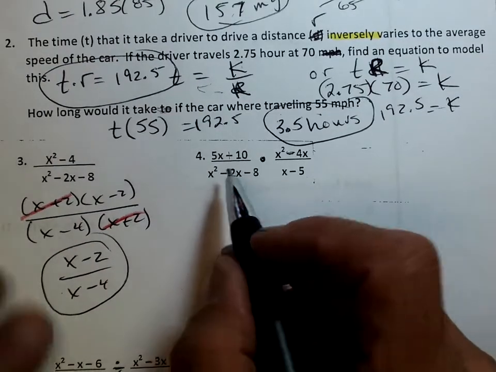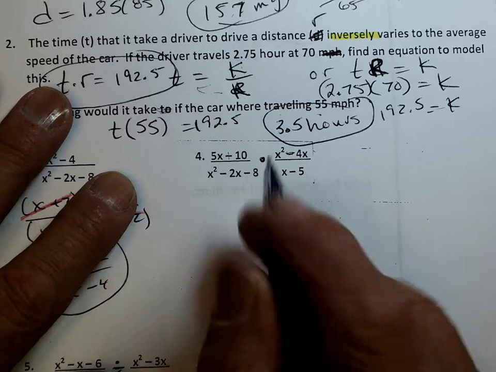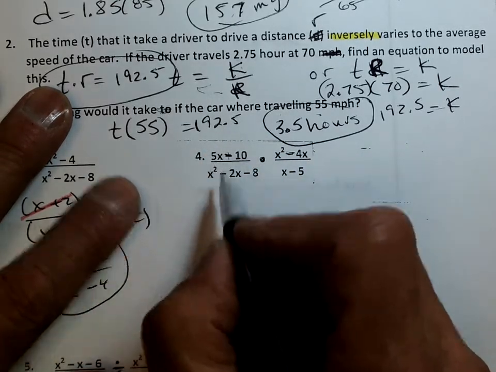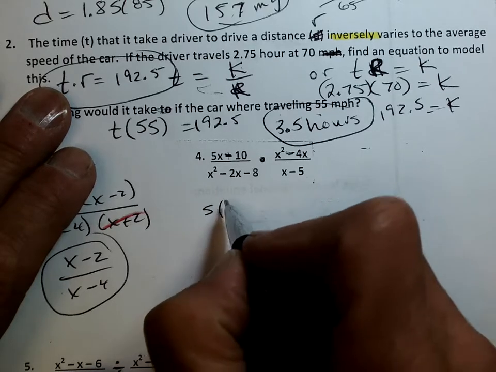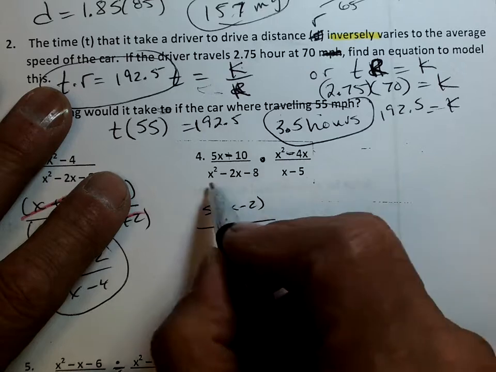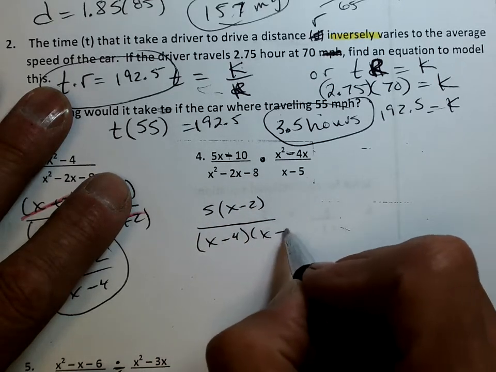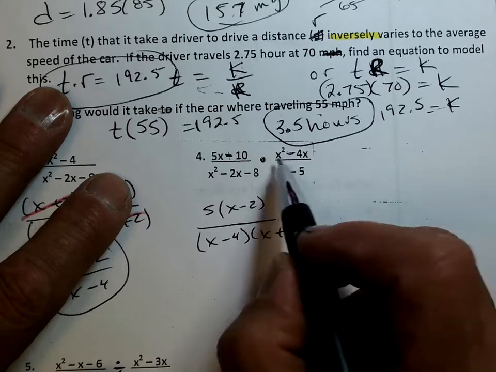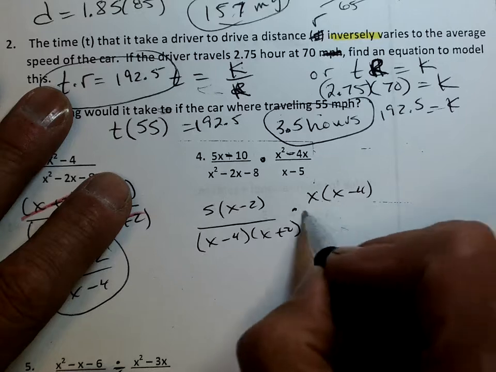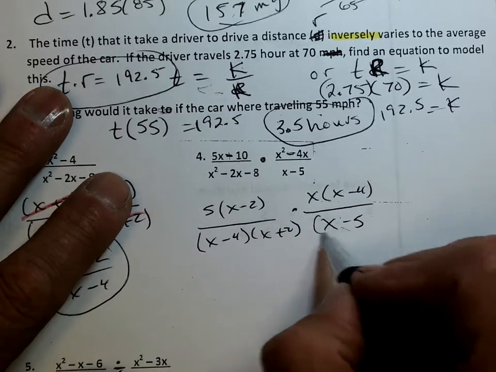Example 4. Let's see. We can common factor out a 5. I think this is supposed to be a minus. I think I tried to correct that and make that a minus. So let's common factor out a 5, and I'd have an x minus 2. I think I'll factor this into an x minus 4 times an x plus 2. I'll common factor out an x, I'll have an x minus 4, and I'll rewrite my x minus 5. Okay, there we go. Let's see what cancels.